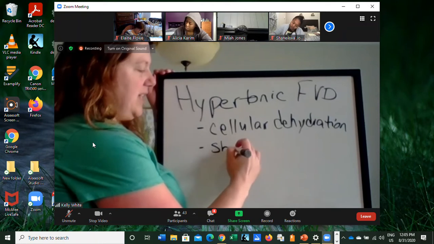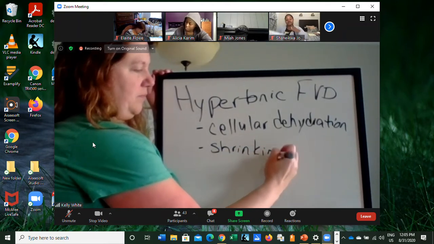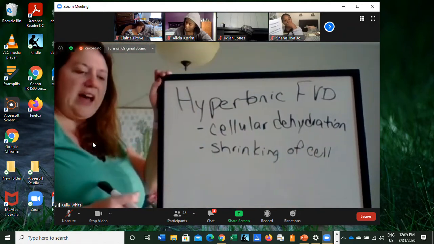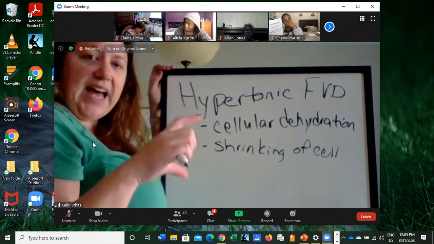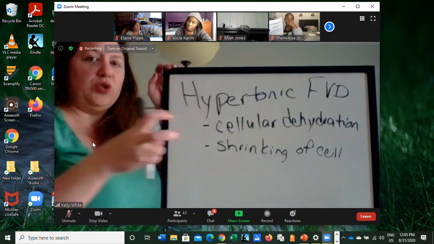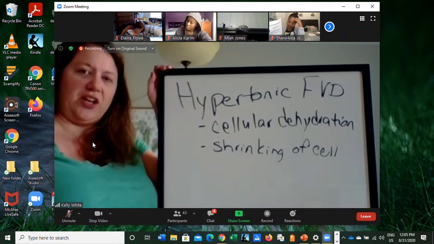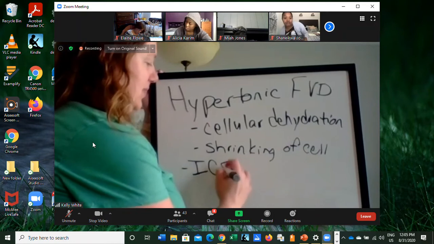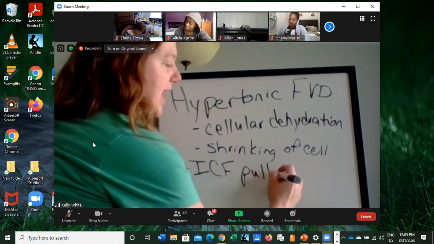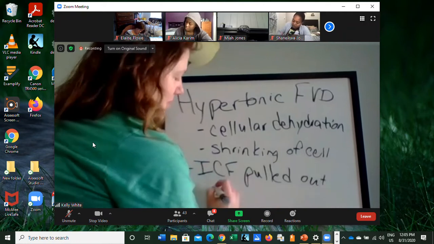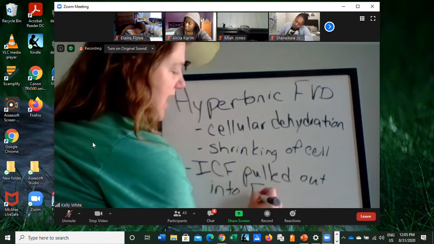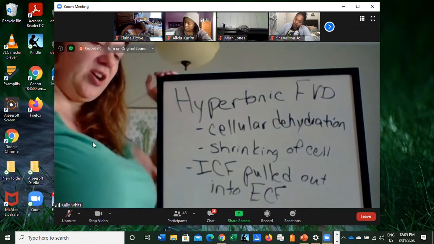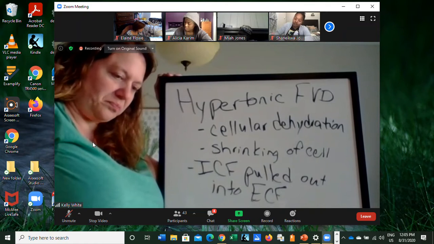So it causes shrinking of your cells. So all of that fluid that is inside the cell is now being pulled out into that extracellular fluid. Okay, so the intracellular fluid is pulled out into that extracellular fluid. Okay, and that's what's causing it to shrink. Okay.